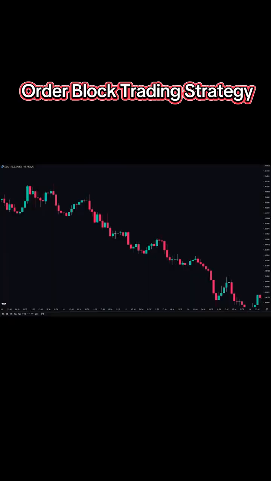Here we have the euro-dollar on the 1-hour chart. In this downtrend, notice how many times the price has created fresh order blocks, rejected them, and continues pushing lower.